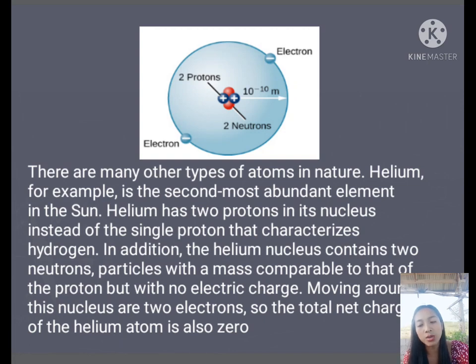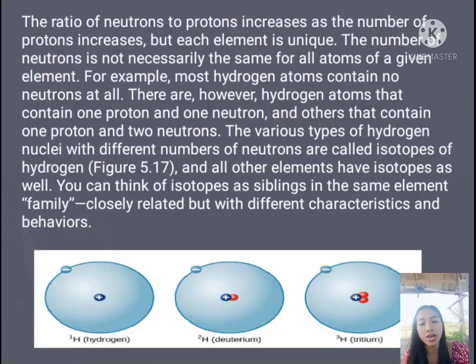Moving around this nucleus are 2 electrons, so the total net charge of the helium atom is also 0. The number of neutrons is 2, the number of electrons is 2, and it also has 2 protons. So the total charge is 0. The ratio of neutrons to protons increases as the number of protons increases, but each element is unique.